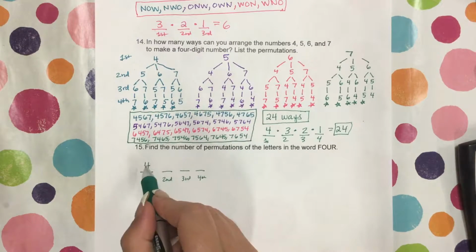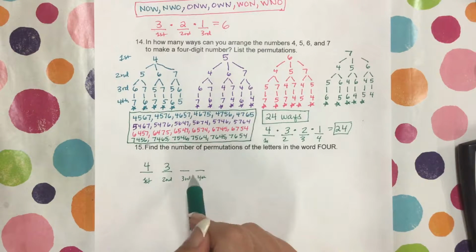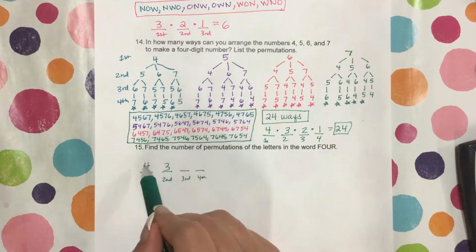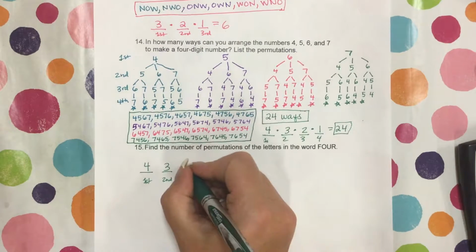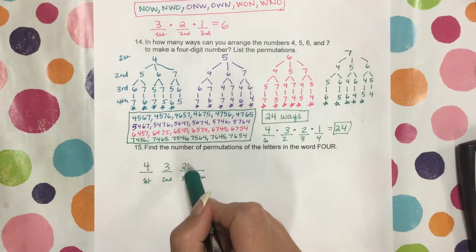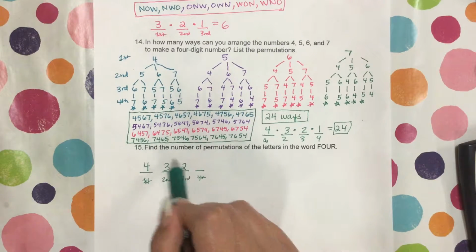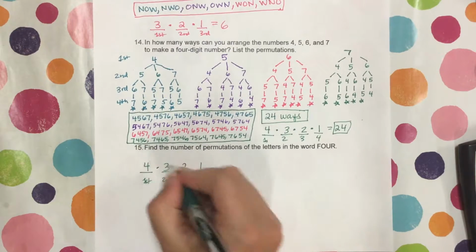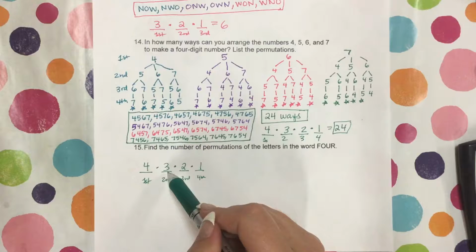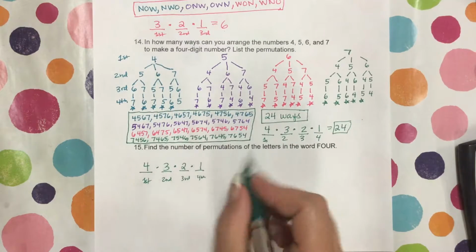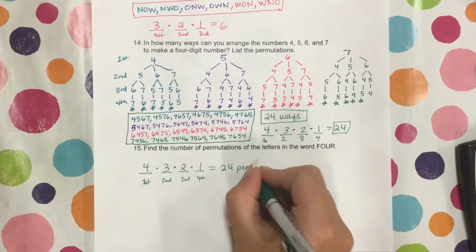In the second spot, we know that one of the letters is going to be here, so there's only going to be 3 left over that could be in the second spot. In the third spot, there's a letter here and a letter here, which means there's only 2 letters that can be left over. And then for the fourth spot, there's 3 letters holding these spots, so there's only 1 letter left over. So if we just multiply these numbers, 4 times 3 is 12, 12 times 2 is 24, 24 times 1 is 24. We get 24 permutations.